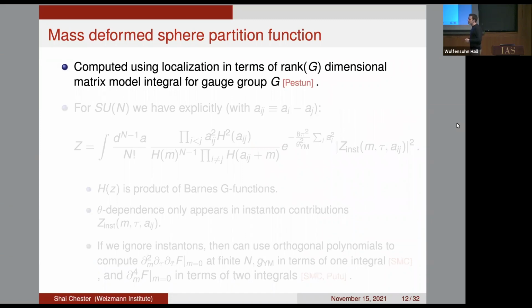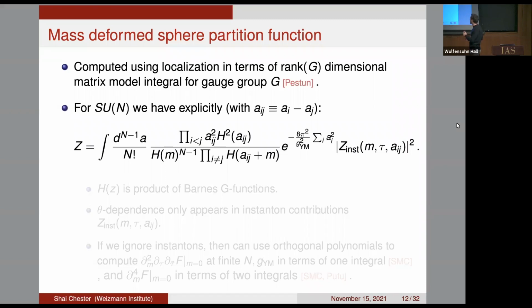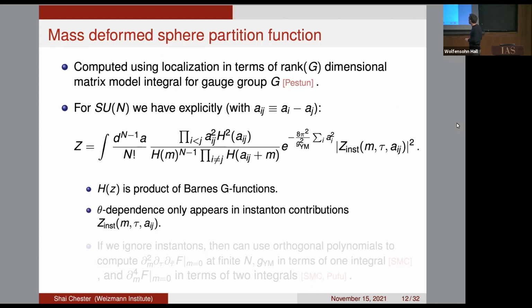So as Chester showed in his original paper, I believe written at the IAS, you can compute the F of m and tau using localization in terms of a rank G dimensional matrix model integral for general gauge group G. So if we focus on SU(N), then we have very explicitly, in terms of these eigenvalues a, this N-1 dimensional matrix model integral, because it's rank N-1. So here in this matrix model integral, you have these H of z's, which are certain Barnes G functions. And then you have the theta dependence, which shows up in the instanton contributions, which I've written as |Z_inst| squared.